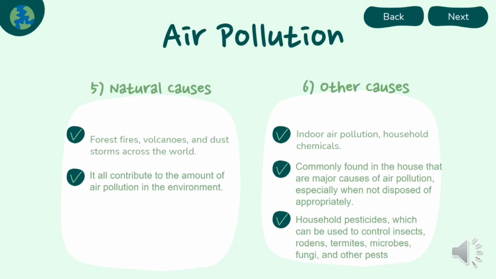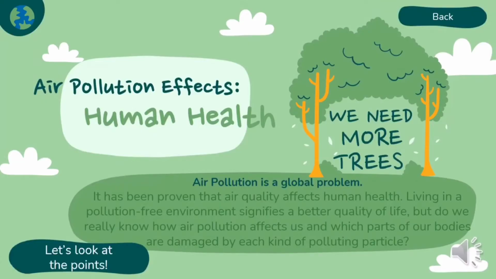Indoor air pollution, such as household chemicals, is commonly found in the house and is a major cause of air pollution. For example, household pesticides, which can be used to control insects, rodents, and termites. Next, let us look at the air pollution effects on human health.